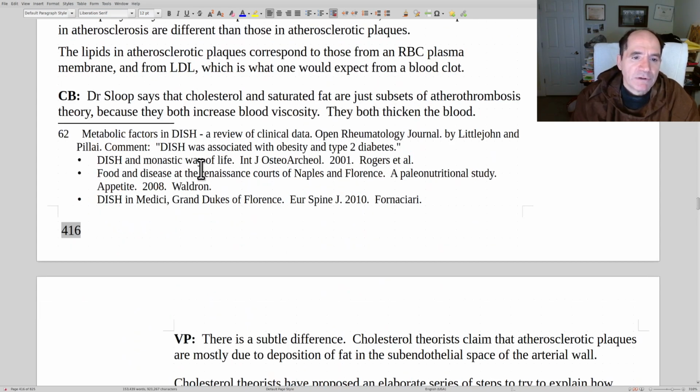Okay, here's some more reference. Here's the metabolic factors in DISH, diffuse idiopathic skeletal hyperostosis, from this journal here. DISH was associated with obesity and type 2 diabetes. Oh, DISH as a monastic way of life. Some of the rich monasteries had increased amounts of DISH. Food and disease in the Renaissance courts. Again, the aristocratic, wealthy people were eating more of this stuff. DISH and the Medici, you know, they were pretty wealthy in Florence in the time of the Renaissance.